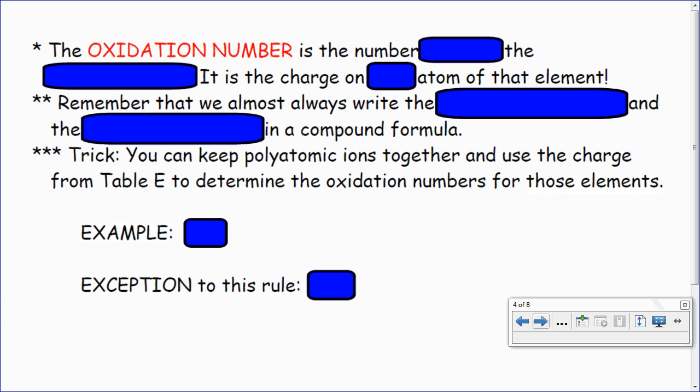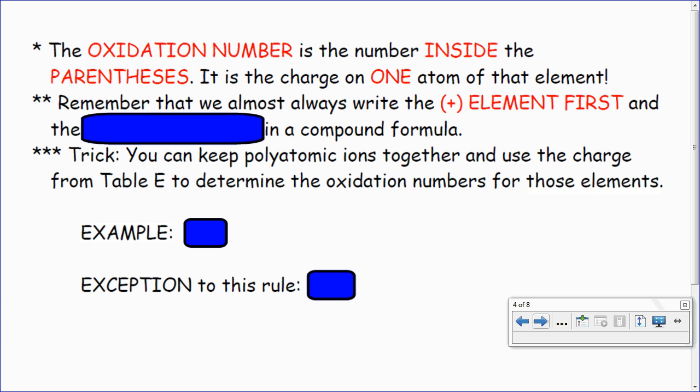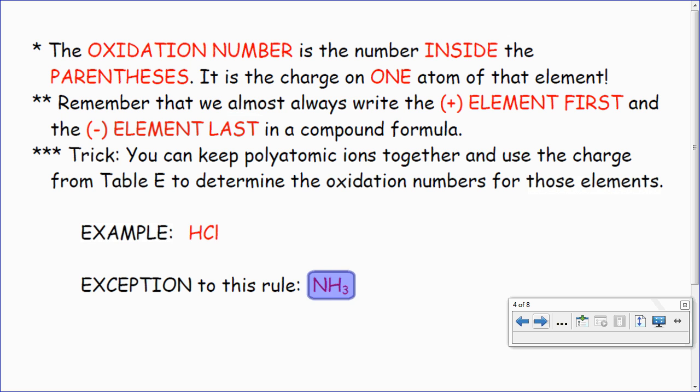The oxidation number is the number inside the parentheses. It's the charge on one atom of that particular element. Remember that most always we write the positive element first and the negative element last. This is, again, review back to chemical bonding. You can keep polyatomic ions together and use the charge from table E to determine the oxidation numbers for those elements. That's a trick. So for example, HCl.